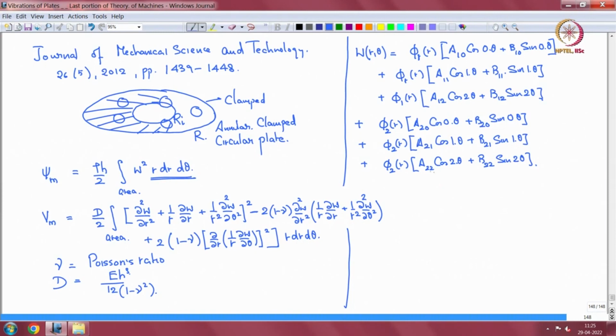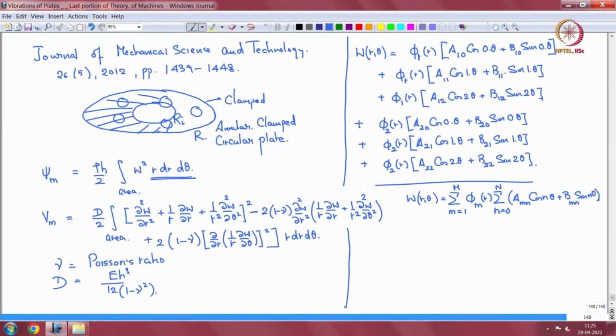Okay. In a summation form, how does it look like? W of r and theta looks like summation m going from 1 to capital M, phi m of r into summation n going from 0 to some N, a m n cos n theta plus b m n sin n theta. Okay.